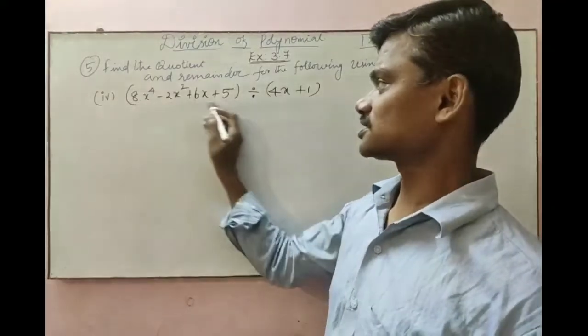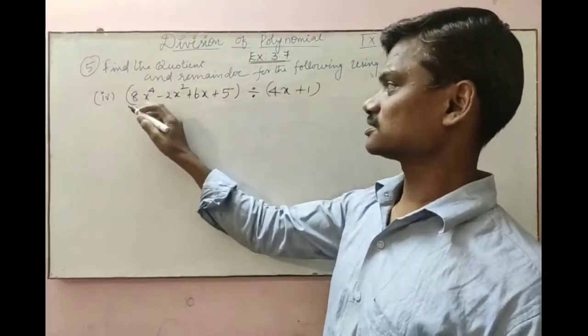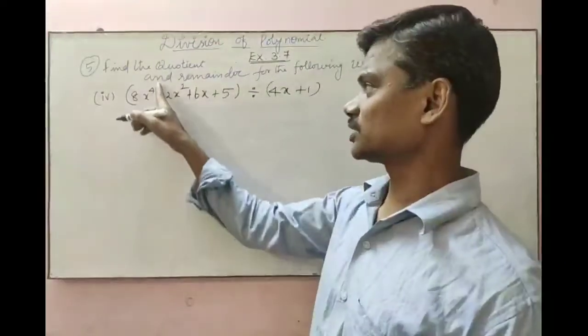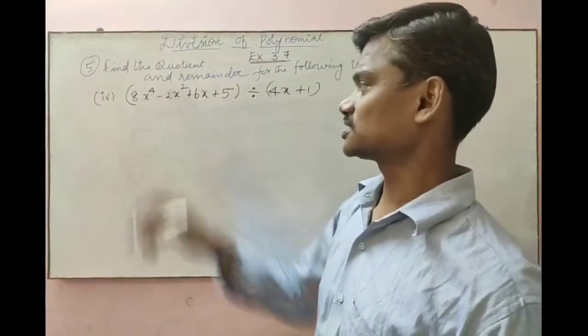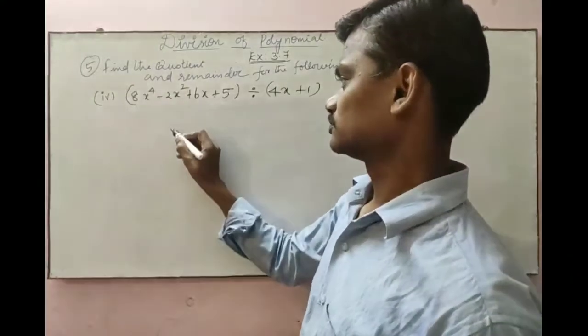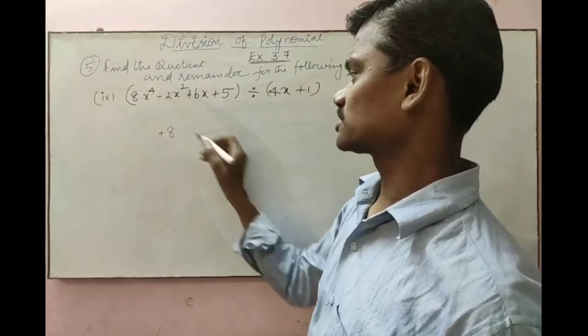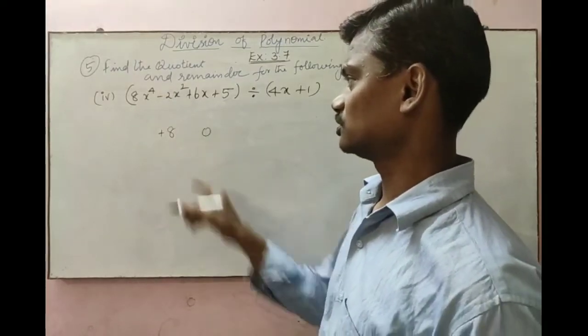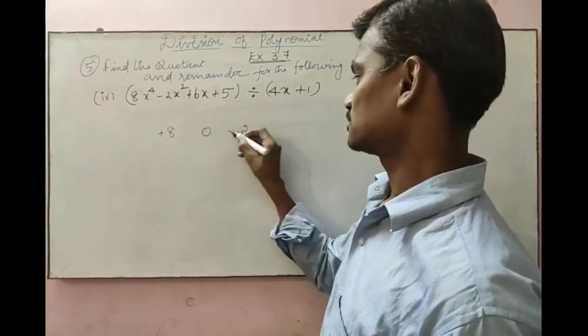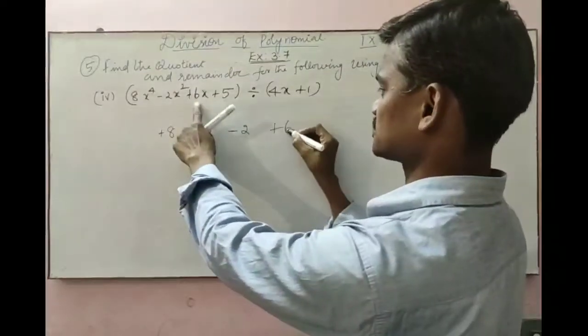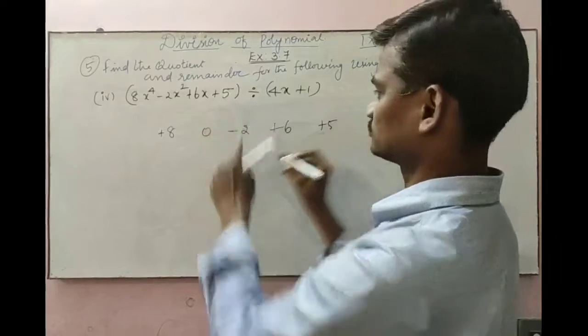Okay, what is the first step? The step is to check whether the given polynomial is in standard form. Here one term is missing, that is the cubic term. So I am going to write the 8. Here the cubic term is missing, so I am going to put this as 0. Next the x square term is here -2, then +6 and +5.